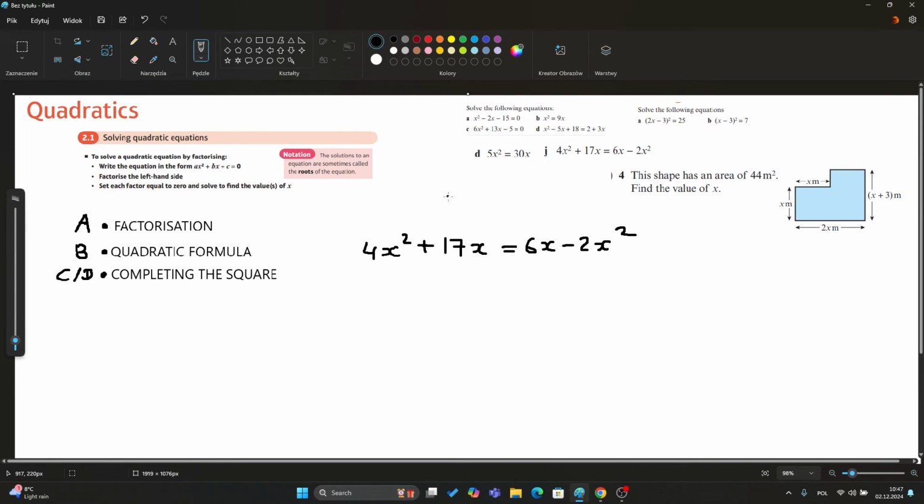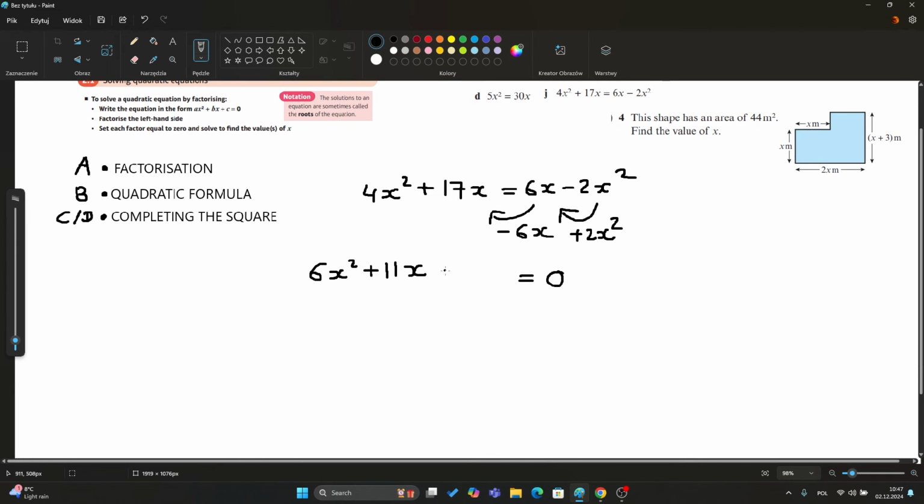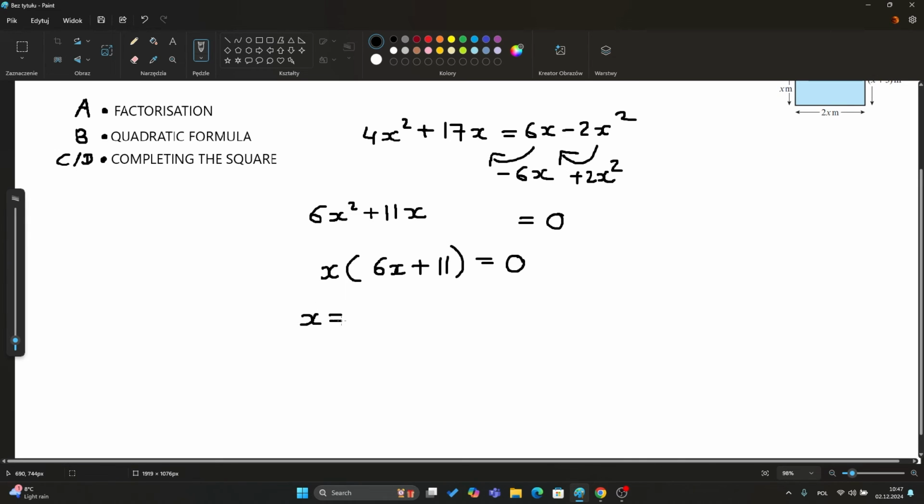Now we got another expression where 4x squared plus 17x is equal to 6x minus 2x squared. We need the right side to be equal to 0, so we need to get rid of minus 6x and plus 2x squared. So this side is 0, but this side is 6x squared plus 11x, and that's it. We have no numbers here, so the common factor is x, and x we equal to 0, and 6x plus 11 equal to 0, so x equals 0, or x equals minus 11 over 6.